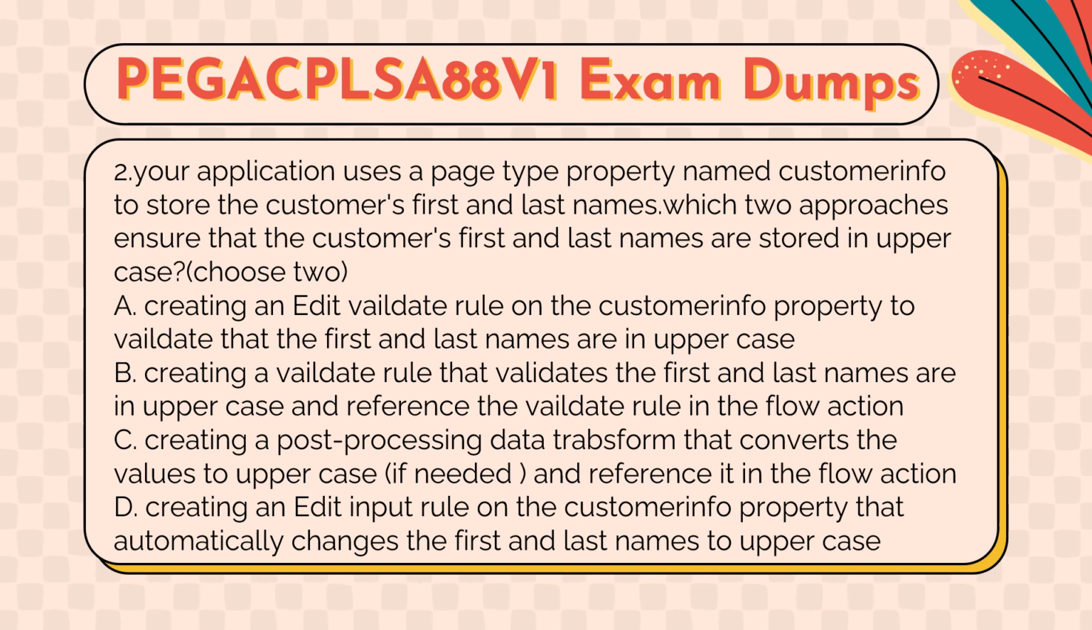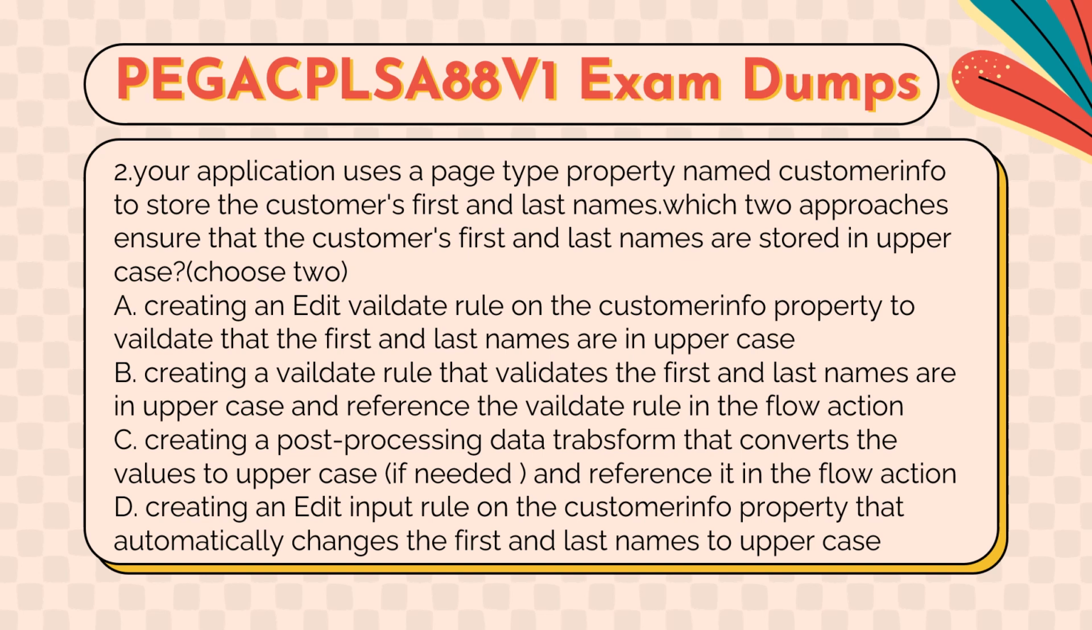B. Creating a validate rule that validates the first and last names are in uppercase and reference the validate rule in the flow action. C. Creating a post-processing data transform that converts the values to uppercase, if needed, and reference it in the flow action. D. Creating an edit input rule on the CustomerInfo property that automatically changes the first and last names to uppercase.